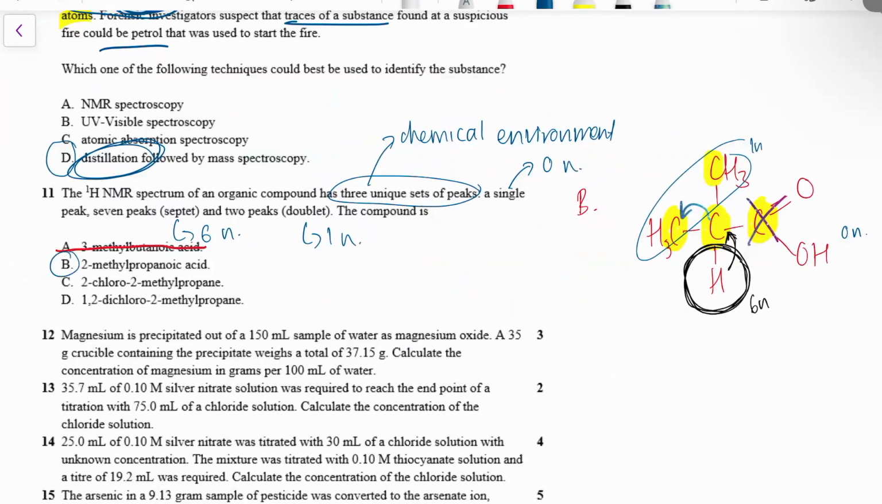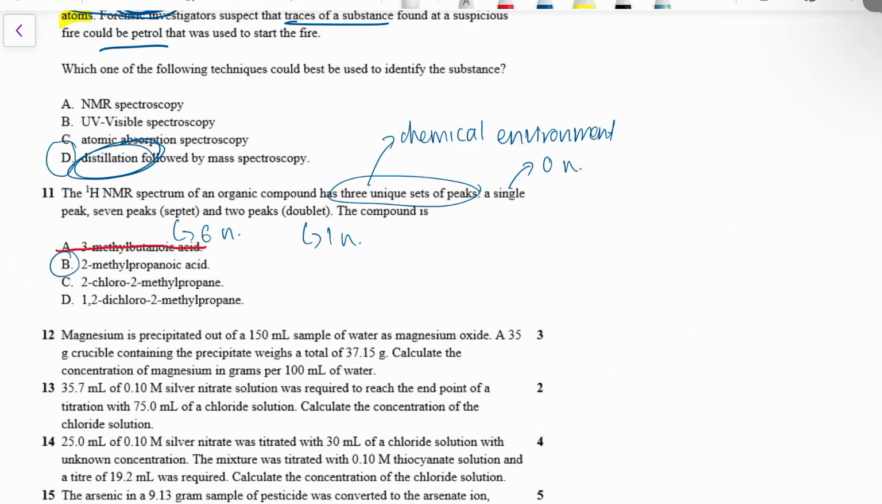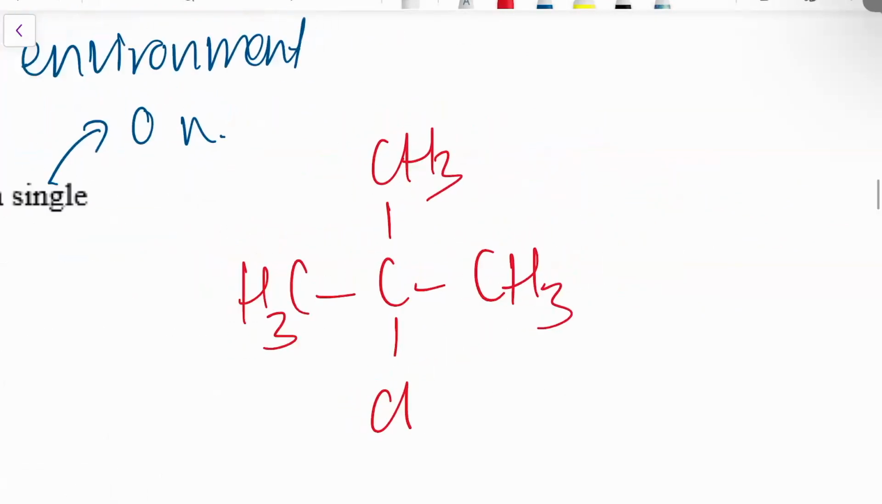Okay, let's have a go at the other two for practice. How do we draw 2-chloro-2-methyl propane? 3 carbons. 1, 2, 3. And then in the middle is methyl and Cl. And then I'll fill this in condensed as well. These 3 hydrogens are bonded to 1 carbon.